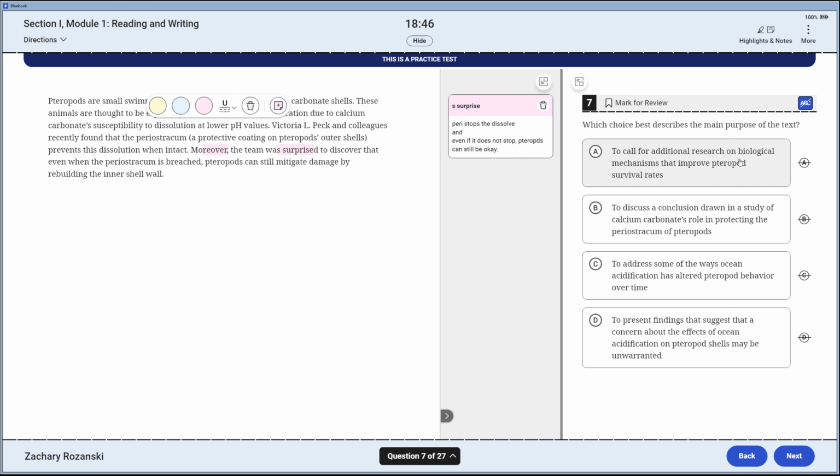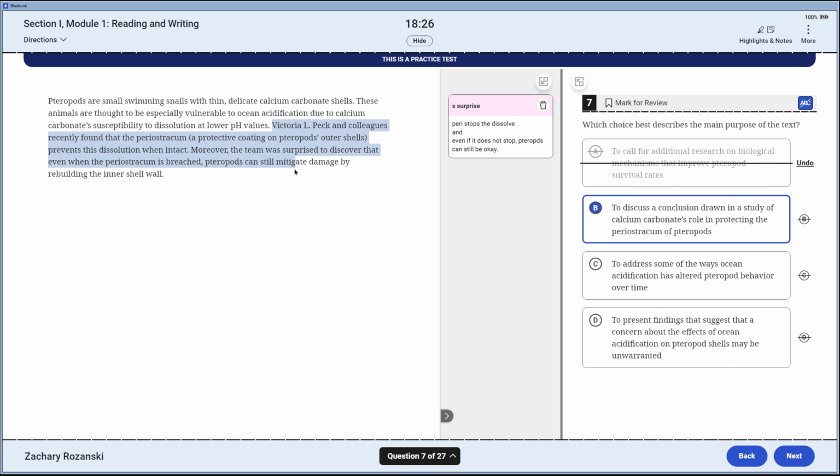To call for additional research on biological mechanisms that improve the survival rates, they seem to be just fine, and there's no call to action here. To discuss a conclusion drawn in a study of calcium carbonate and protecting these things, it seems to be discussing a conclusion. I'm okay with that. To address some of the ways ocean acid has altered the behavior over time, I see nothing about the over time being involved in this statement.